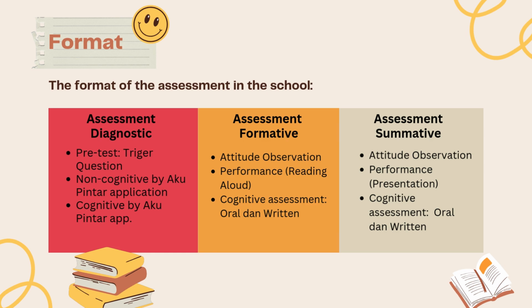The third one is summative assessment. The teacher uses three kinds of summative assessment. The first one is attitude observation. The second one is performance observation through presentation. This test is used to assess student fluency, accuracy, pronunciation, and intonation during presentation using an observation sheet. And the last one is cognitive assessment. The cognitive assessment is similar to the formative assessment.